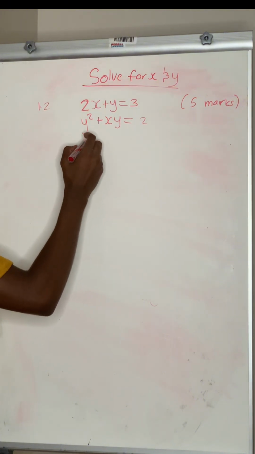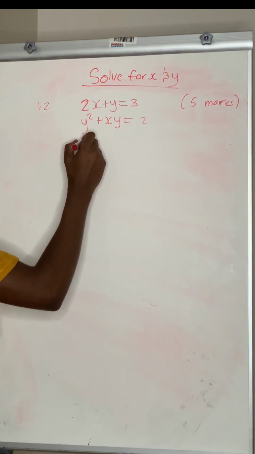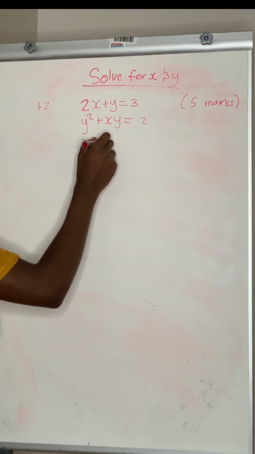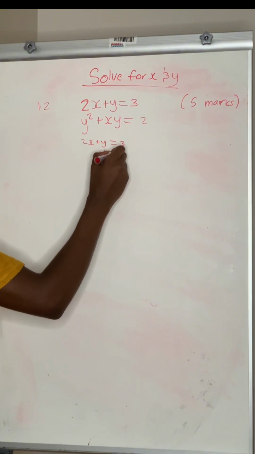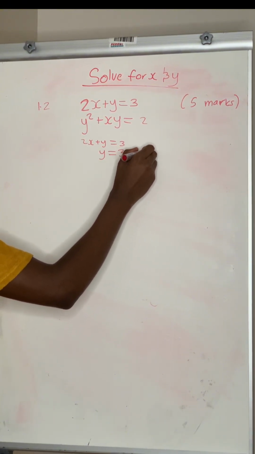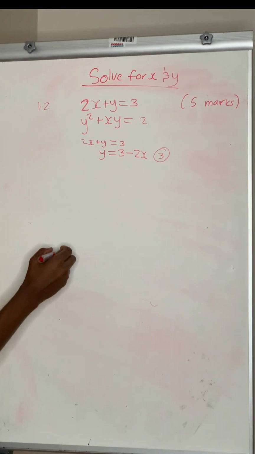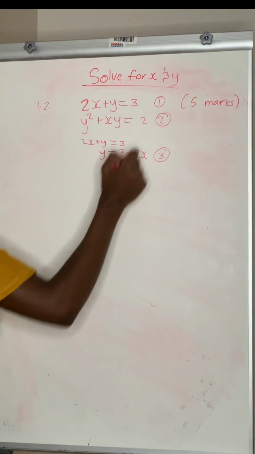So let's make a third equation. So let's take the simpler one. Okay. So let's take 2x plus y is equal to 3. And then make y the subject of the formula. So y is equal to 3 minus 2x. So this is equation 3. This is our equation 1, and then this is our equation 2.